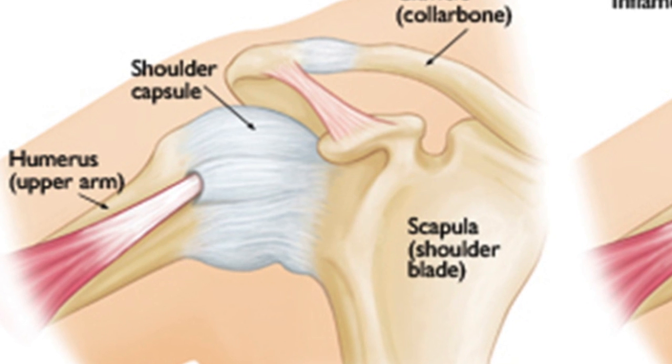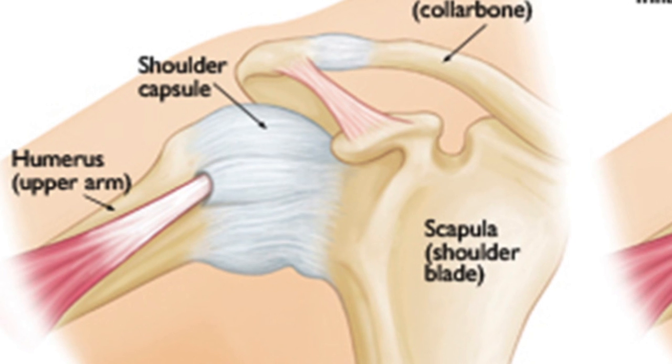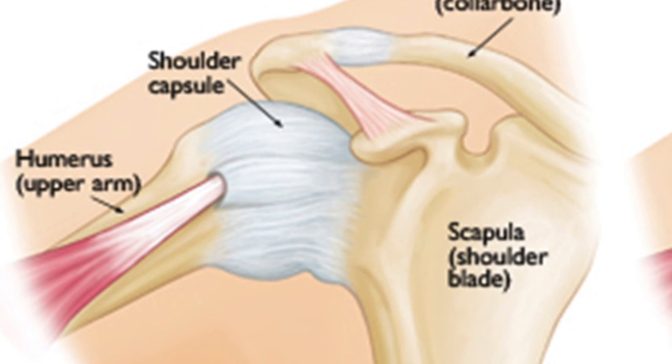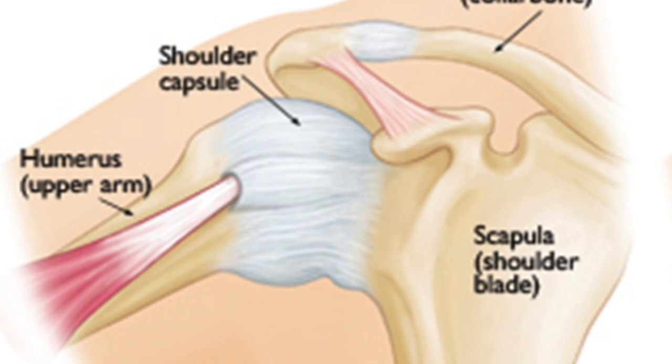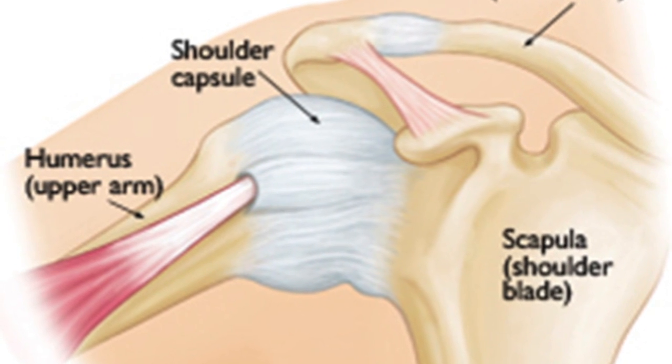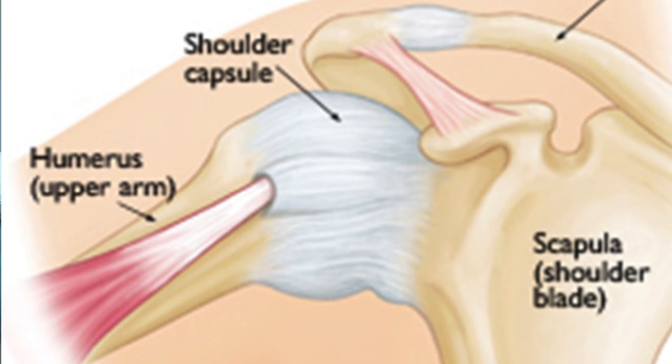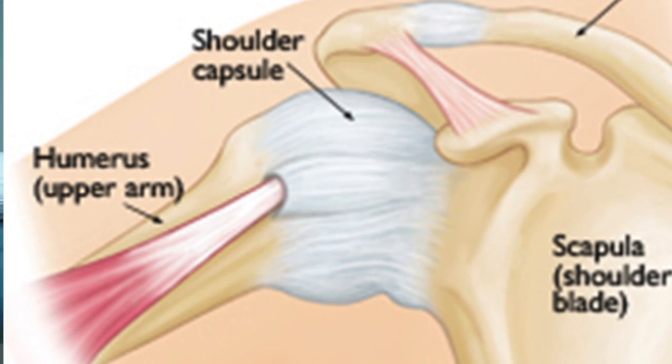Frozen shoulder is an inflammation of your capsule. It is also known as adhesive capsulitis. Before going to the frozen shoulder directly, we'll just see the anatomy of the shoulder joint. The shoulder joint is a ball and socket type of joint, which is formed by the articulation of the glenoid fossa and the head of the humerus.